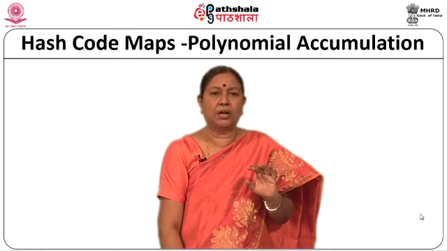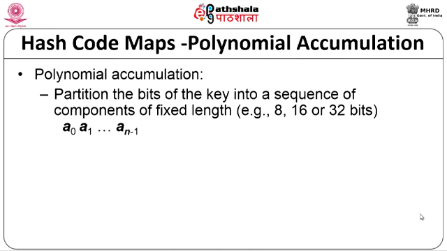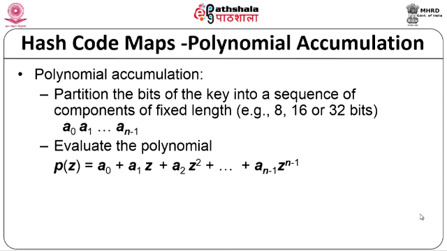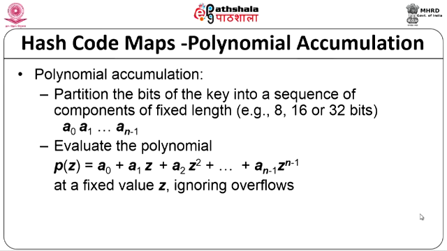You can also do polynomial accumulation. Partition the bits of the key into a sequence of components of fixed length like 8, 16 or 32, say a0, a1, up to a(n-1), that is the partition. Then evaluate the polynomial p(z) = a0 + a1 z + a2 z squared and so on. Remember a0, a1, a2 are all the components in the bit sequence of the key, and you use a fixed value of z, ignoring the overflows. This is just a function to map the keys to the integers.